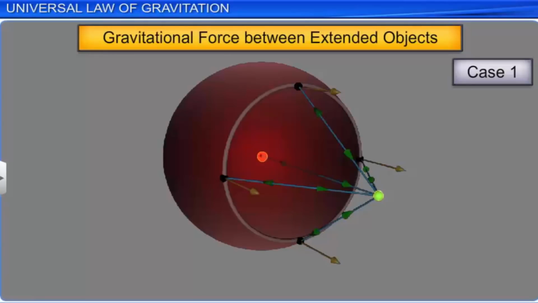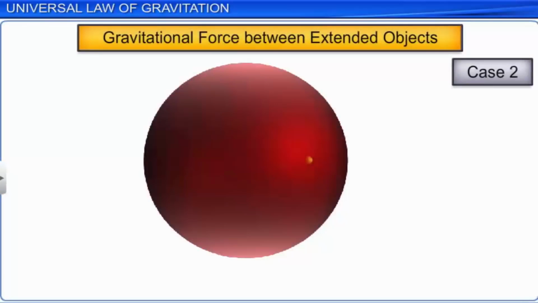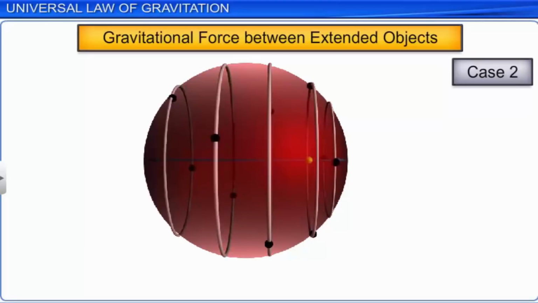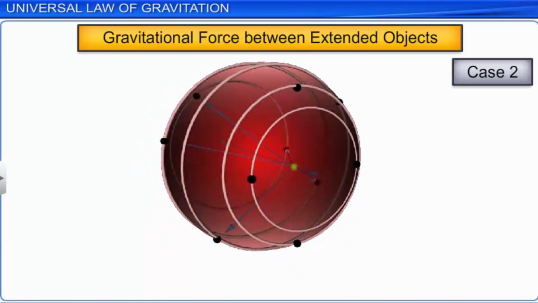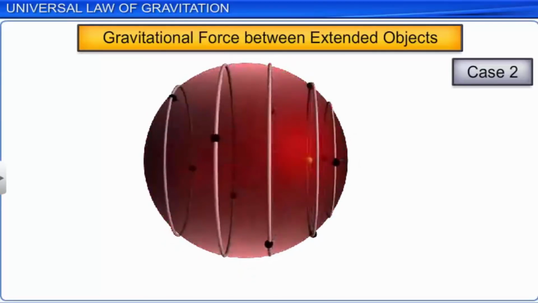Now let us look in detail at the second case. In this case, again consider different regions of the spherical shell that contain point masses. The point masses on different regions of the shell attract the point mass inside it in different directions. These forces cancel each other completely, and hence the resultant gravitational force on the point mass inside it is 0. Thus, the gravitational force between extended objects differs from one situation to another.